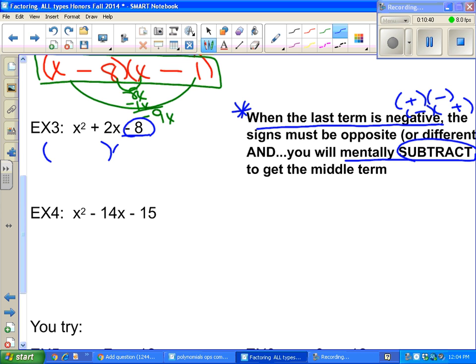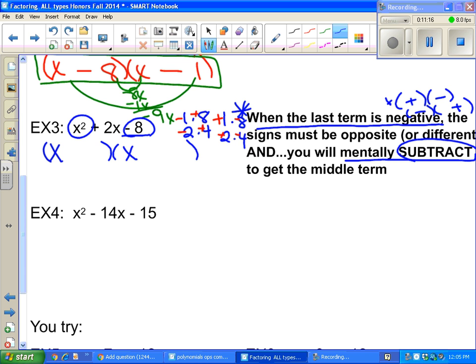All right, I'm going to start with 2 sets of parentheses. Factor the first, that's x and x. Factor the last, that's 1 times 8 or 2 times 4. Now I have to remember that it's a -8, so it could either be -1 and +8, or it could actually be +1 and -8. You could switch the signs. So just making sure that you are aware of all the possibilities, negative, positive, and negative. So I have to consider the fact that I could have these plus or minuses. The signs are definitely opposite, and I'm mentally subtracting.